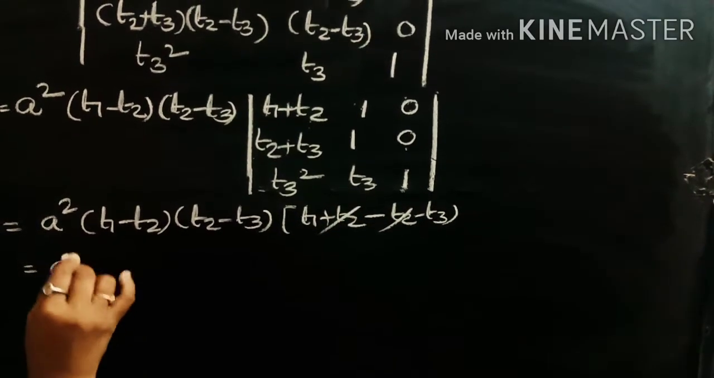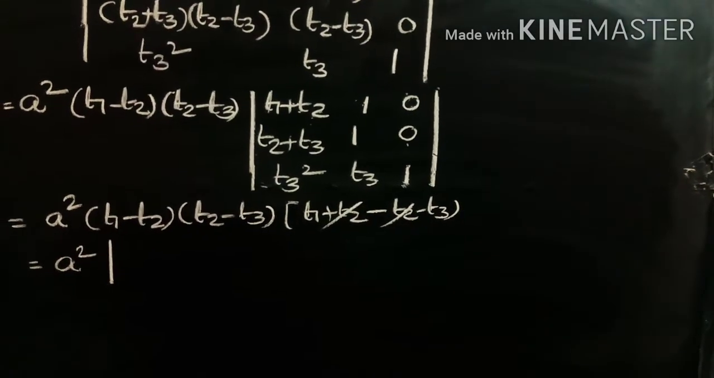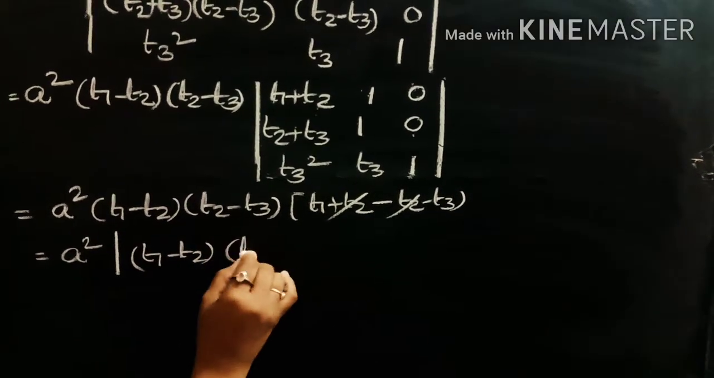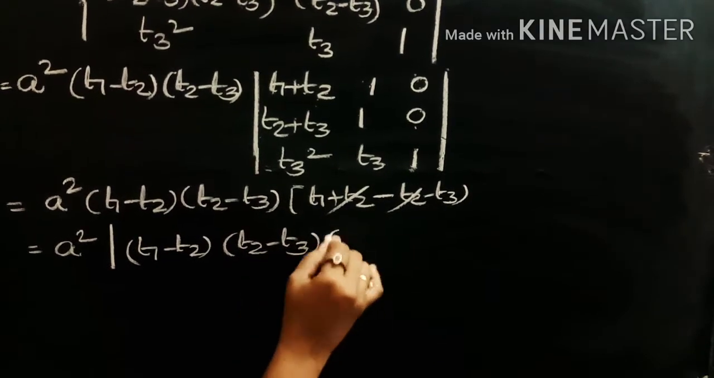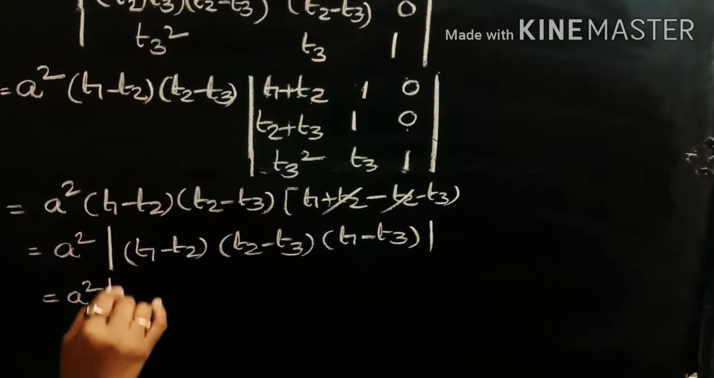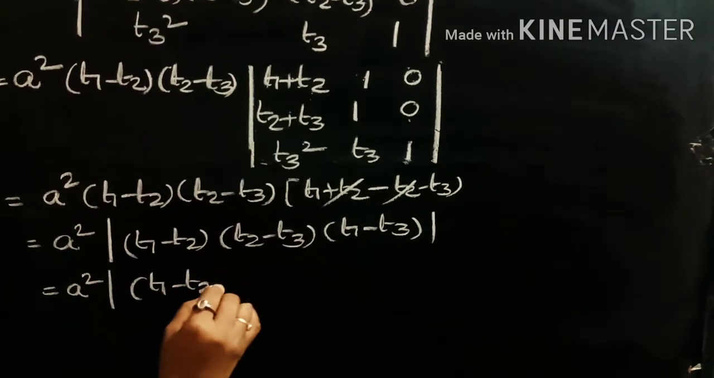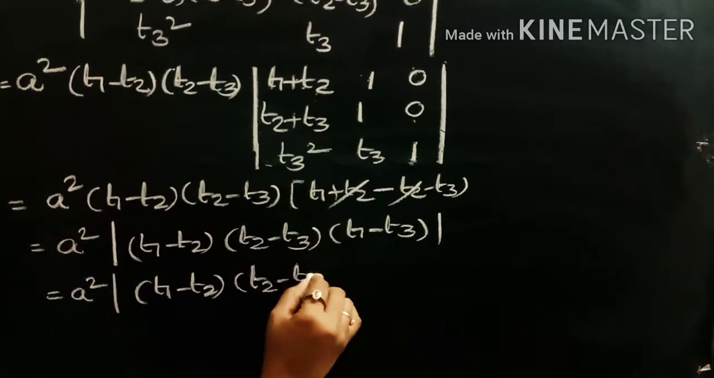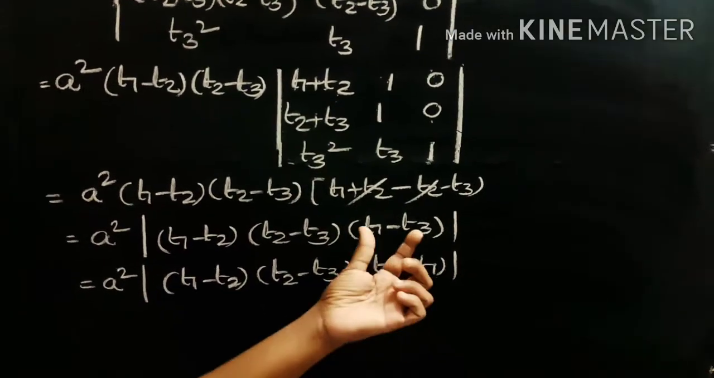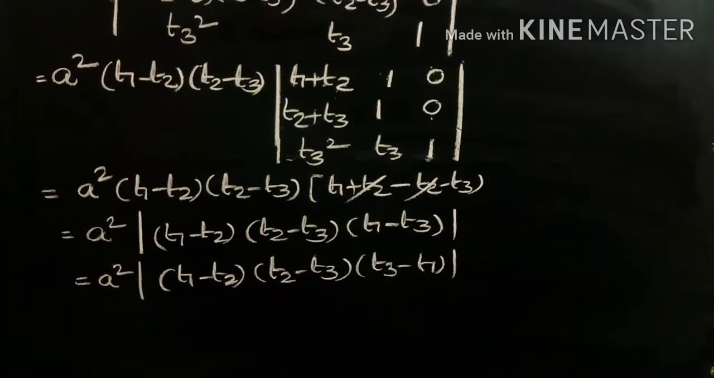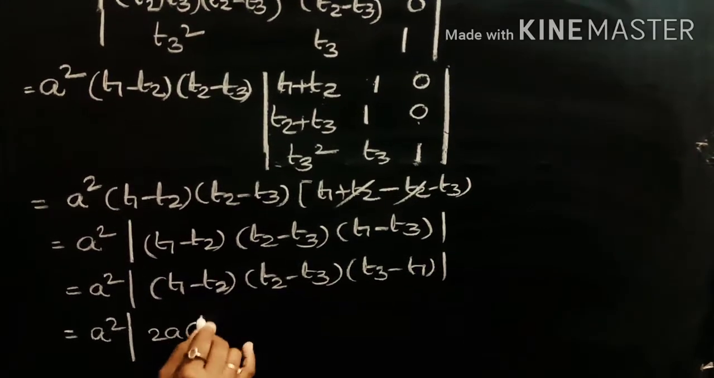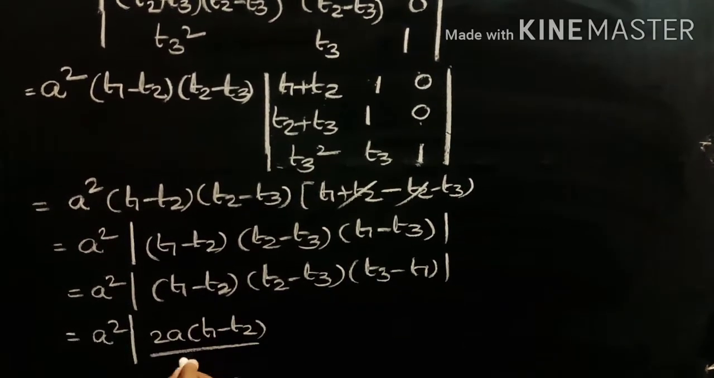Now it gives the value A square into, here we use the modulus symbol since this is the area of the triangle, mod t1 minus t2 into mod t2 minus t3 into mod t1 minus t3, and in the next step we write this value as A square into modulus t1 minus t2 into t2 minus t3 into t3 minus t1. This is minus of t3 minus t1 and modulus, that minus becomes plus, that is t3 minus t1.